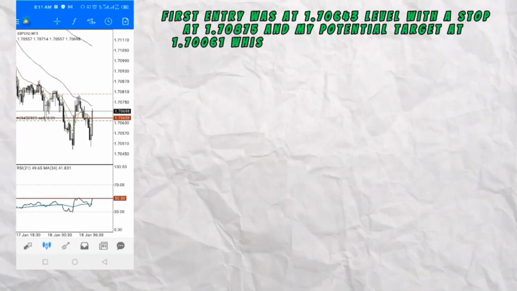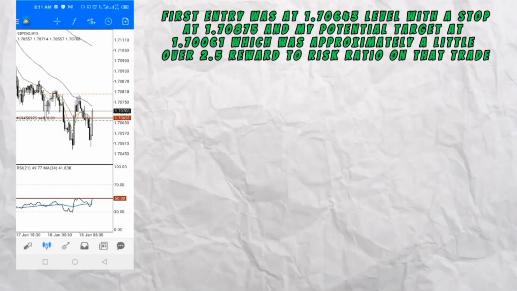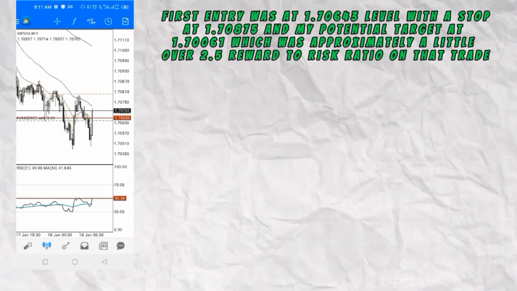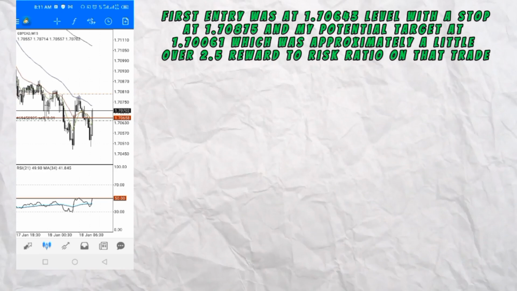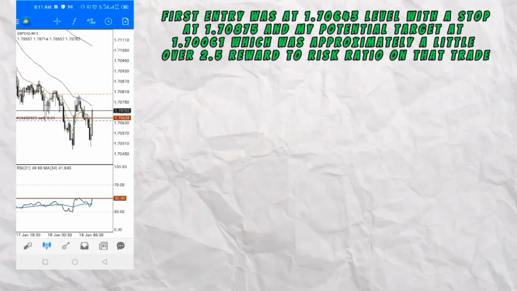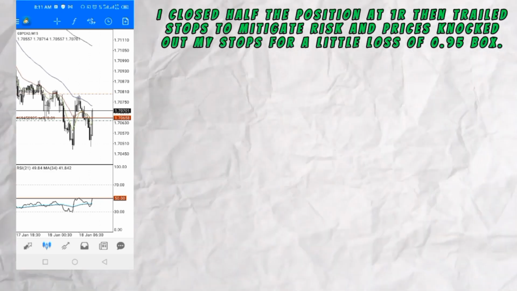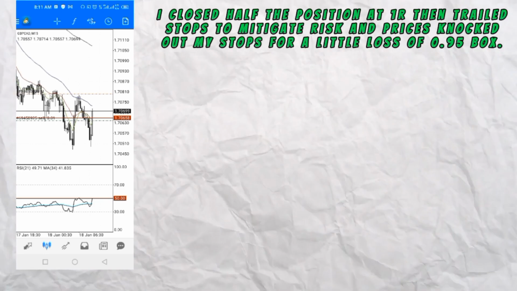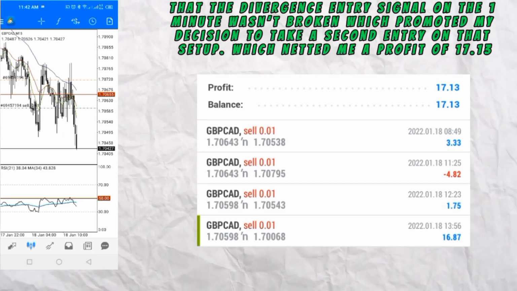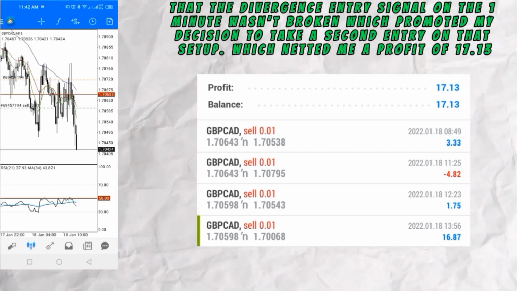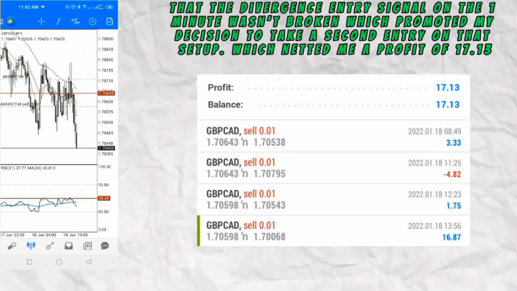As seen on your screen, my first entry was at the 170.64.3 level with a stop at 170.87.5 level, and my potential target at 1,761 level, which was approximately a little over 2.5 reward to risk ratio on that trade. I closed half the position at 1 hour, then trailed stops to mitigate risk, and prices knocked out my stops for a little loss of 0.95 bucks. But the thing about this particular setup is that the divergence entry signal on the 1 minute chart wasn't broken, which prompted my decision to take a second entry on that setup, which netted me a profit of 17.13 bucks.